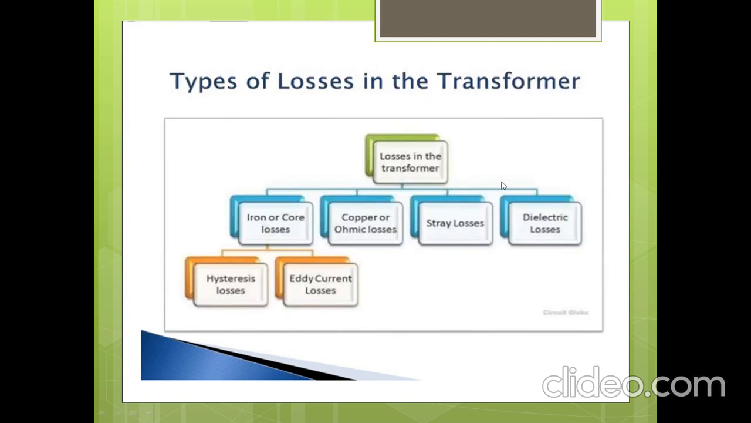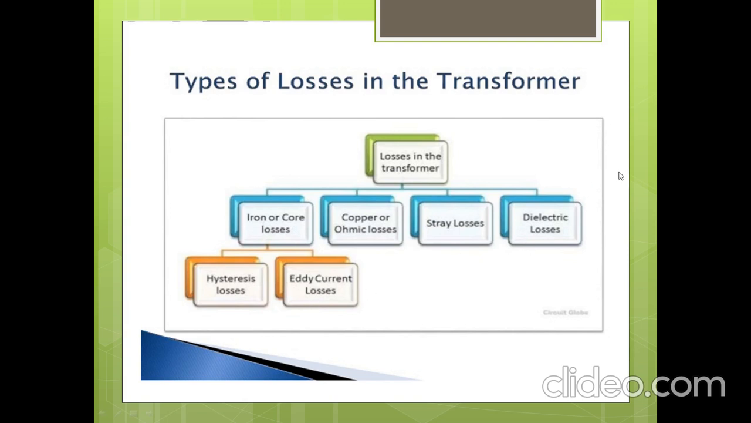Okay, so the types of losses in the transformer are as follows: iron or core losses, copper or ohmic losses, stray losses, and dielectric losses. And here, iron or core losses are then divided into two: hysteresis losses and eddy current losses.